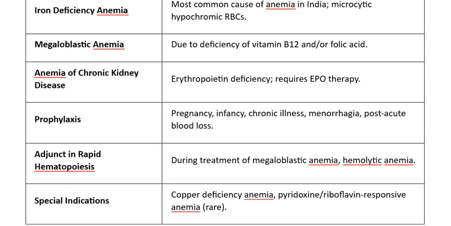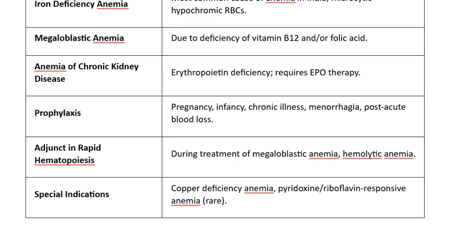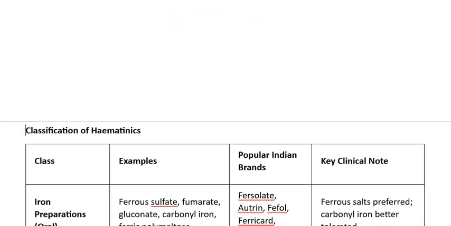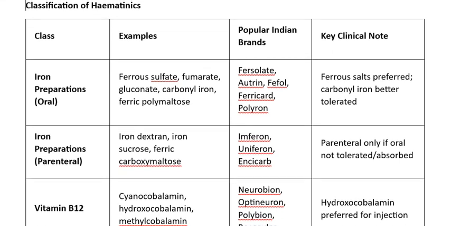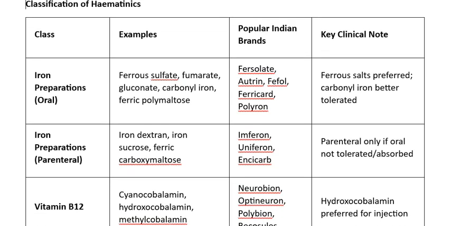Let's talk about the agents themselves then. The notes provide a classification of these haematinics and erythropoietin. Who are the main players we need to know? They're broadly grouped by type. First step, we have iron preparations, and these are divided into oral and parenteral forms. Okay, for oral iron, what are some common examples we should recognize? You'll definitely encounter salts like ferrous sulfate, ferrous fumarate, and ferrous gluconate. There's also carbonyl iron and ferric polymaltose. And brands common in India.